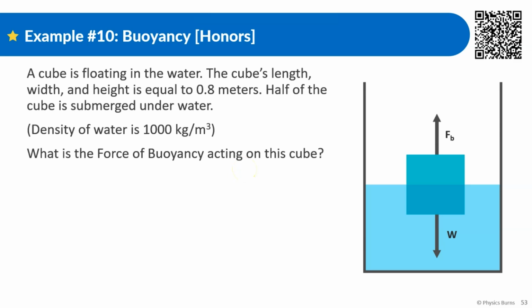Okay, example number 10. A cube is floating in the water. The cube's length, width, and height is equal to 0.8 meters. Half the cube is submerged underwater. Density of the water is 1,000 kilograms per meter cubed. What is the force of buoyancy acting on the water? Okay, so a few things to know here. This part here is going to be half of 0.8 meters. So this is 0.8 meters here.